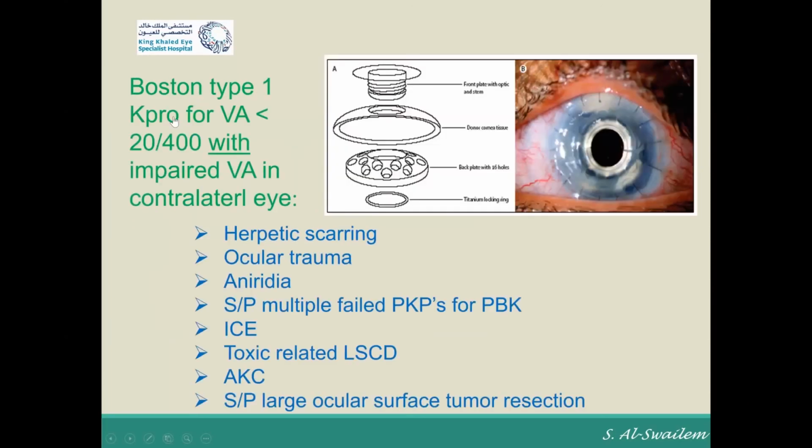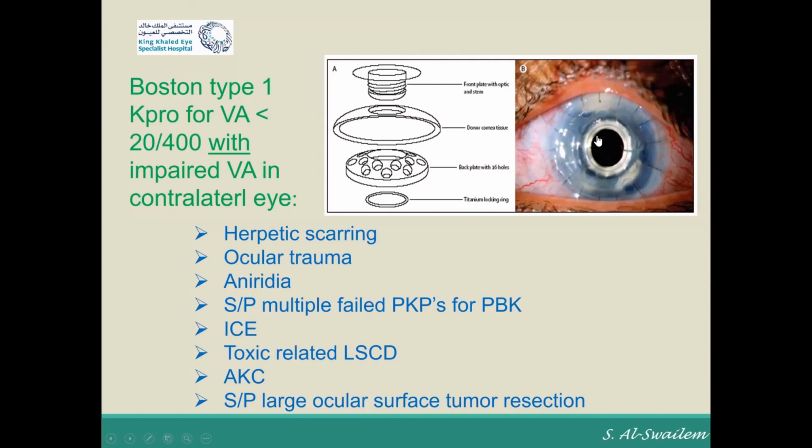So this is the Boston type 1 KPro that is available here at KKESH and in many places in the world. And usually we do it if the visual acuity is less than 20/400 with limbal stem cell deficiency, and with impaired vision in the other eye. So we really need to save at least one eye for the patient. And these are the indications, like herpetic disease, ocular trauma, aniridia, and multiple failed keratoplasties, or toxic related limbal stem cell deficiencies, ectodermal dysplasia, or large ocular surface tumor resection.